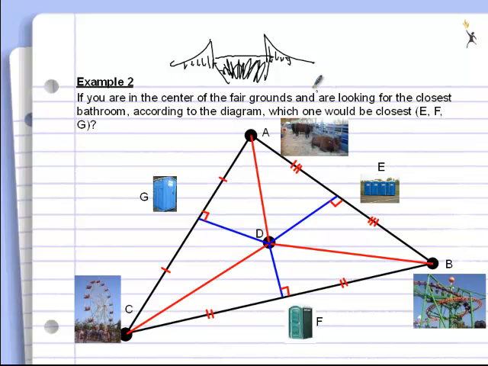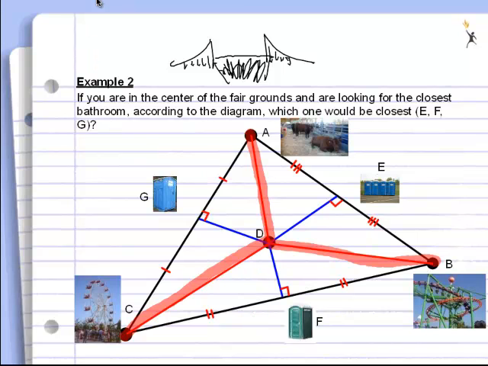According to the diagram, which of the 3 bathrooms would be the closest? Would it be E, F, or G? You're in the center. In the center of that circle is D. Now, how do we know it's in the center? Because this distance and this distance are all the same. Although they might not look it, they are the same. So now we need to figure out which one of these is closest.